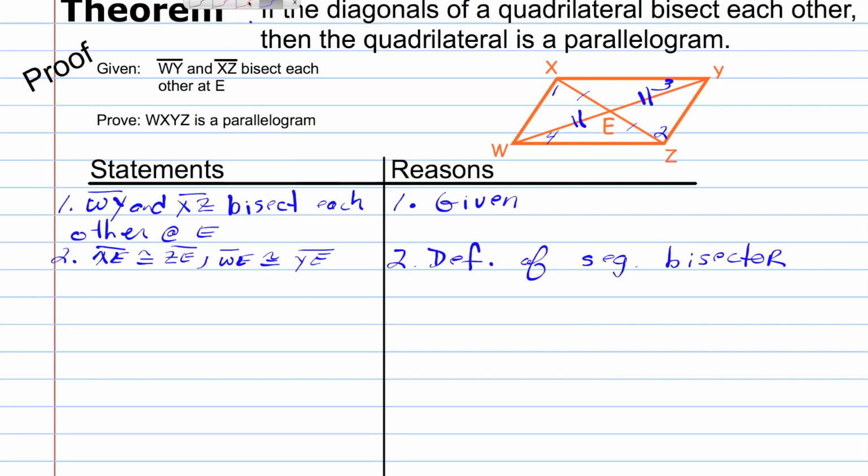The third step is to mark the vertical angles congruent. And here we can say that angle XEY is congruent to angle ZEW. And we can also say that angle XEW is congruent to angle ZEY. And that's because of the vertical angles theorem.